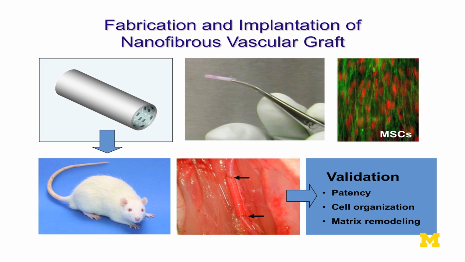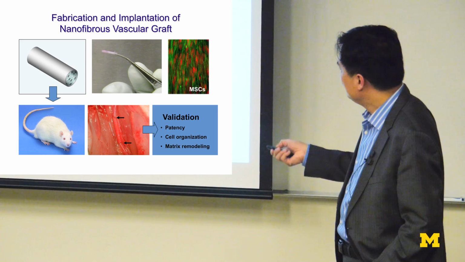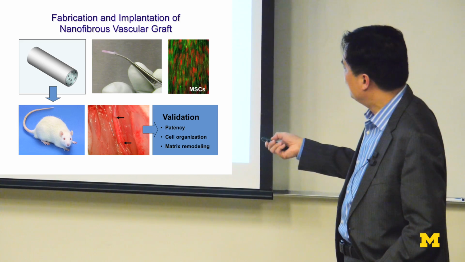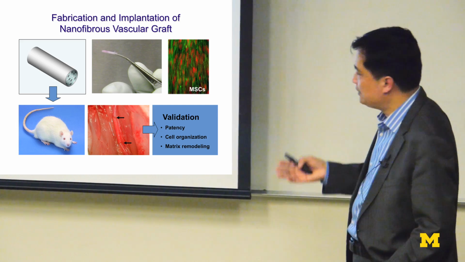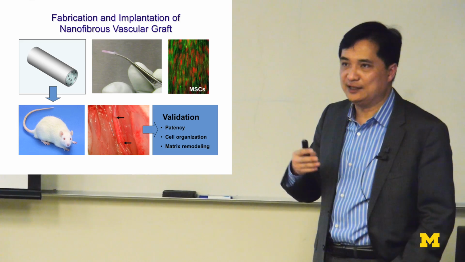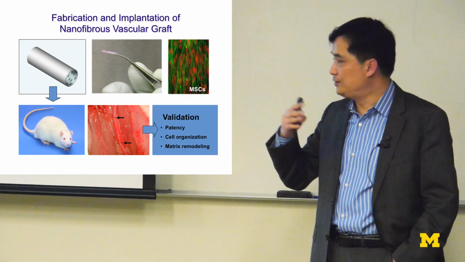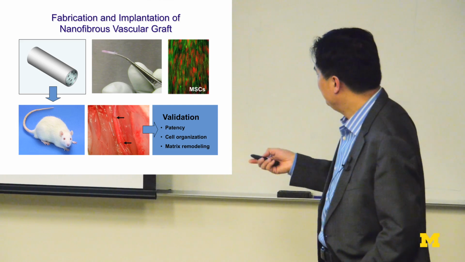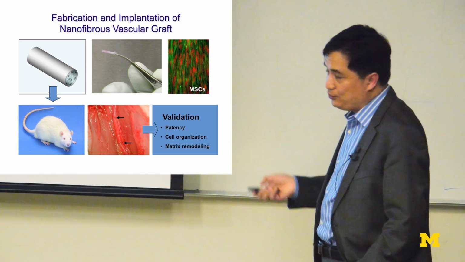So we made this graft, and it's very small. The inner diameter is only about 1 millimeter for the rat model study. And we seeded with mesenchymal stem cells and implanted into the carotid artery in the rat model. Here shows the two ends of the anastomosis sites, and this in the middle is the graft we made. And we did an extensive characterization to examine the patency, whether it's still open after a certain time period, the cell organization, and the matrix remodeling.